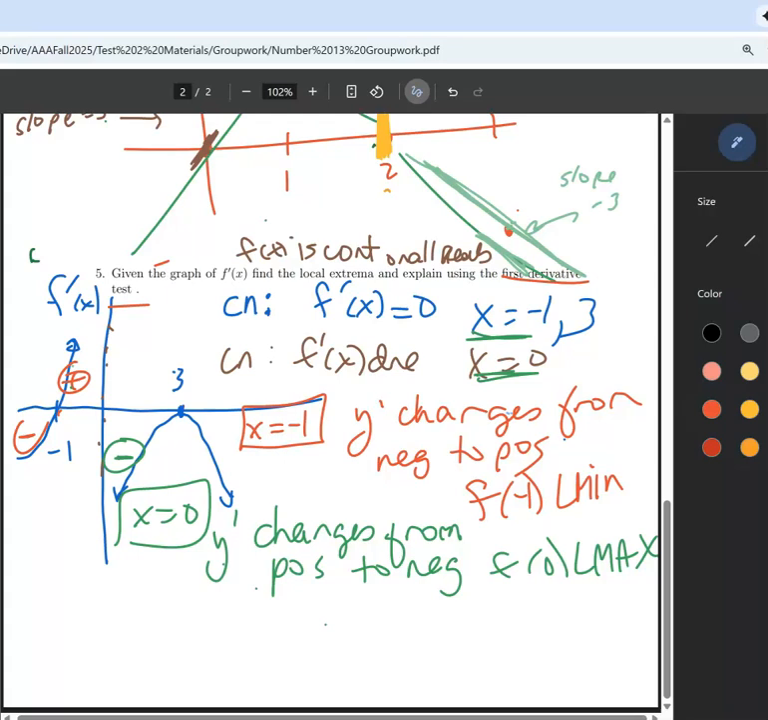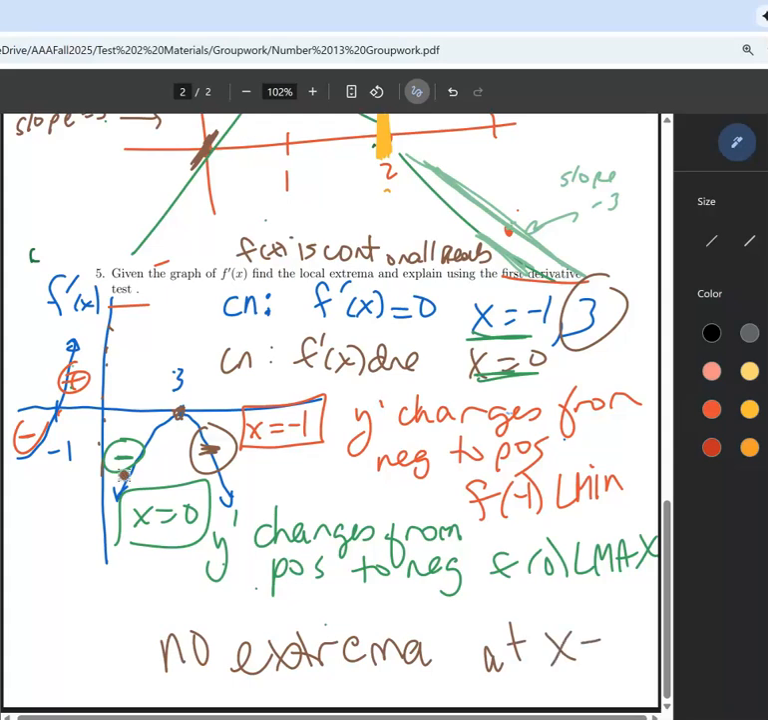Okay, let's say last critical number is 3. What's happening? Before 3, it's negative. After 3, it's negative. So there's no extrema. I don't really need to say anything, but there's no extrema. This means extreme value, which means a local max or min at x equal 3.